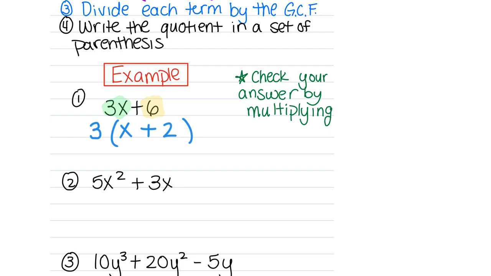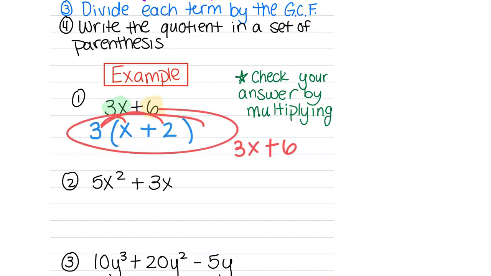If you want to check your answer, you could multiply it. So if I wanted to check to see if this is right, I could distribute. What is 3 times x? What is 3 times 2? 6. So do you see how it got back to this? We're basically doing the opposite of multiplication, which is division. The answer is 3 times x plus 2, but we don't need to write the multiply sign. We just write 3 and then in parentheses x plus 2.